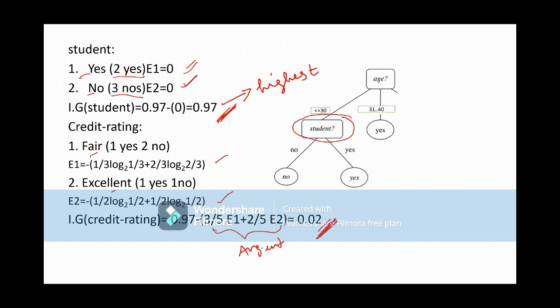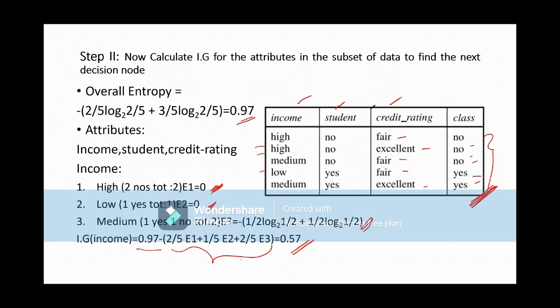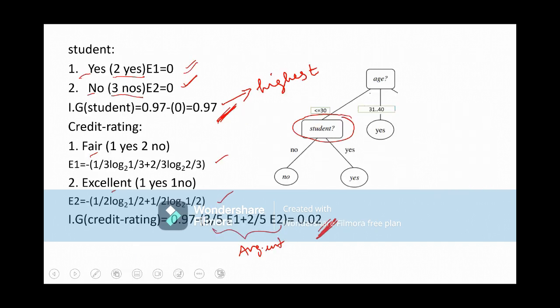So student is having two categories, yes and no. If the student is yes, it belongs to the class yes, and if the student is no, it belongs to the class no from the table. Here you can see for student is yes, it belongs to yes, and student is no belongs to no. So your decision tree will be looking like this. If student is yes, it belongs to class yes, and student is no, it belongs to class no. Now you have to solve the right side subset of your decision tree.